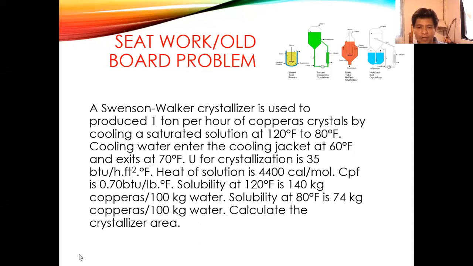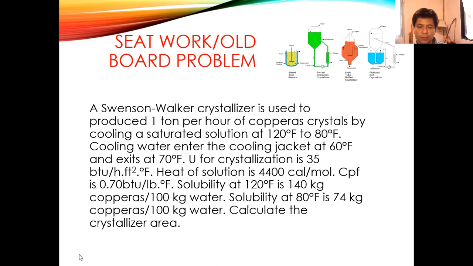Screenshot kasi mawawala na yung ating Zoom in 2 minutes. So U for crystallization is 35 BTU per hour per feet squared per degrees Fahrenheit. Heat of solution is 4,400 calories per mole. Takot-takot na conversion to. CP is 0.70 BTU per pound per degrees Fahrenheit. Kaya meron nang hindi pumupunta ng third day eh. Pag nahilo na sila sa mga conversion ng second day, grabe magpa-convert.